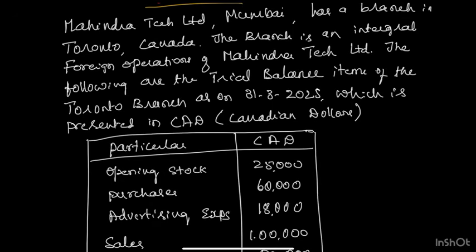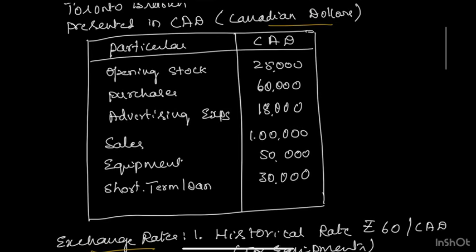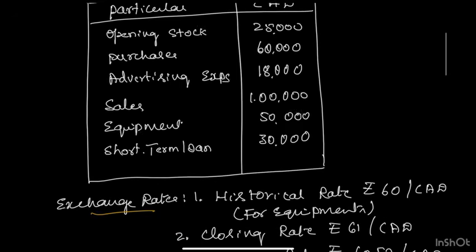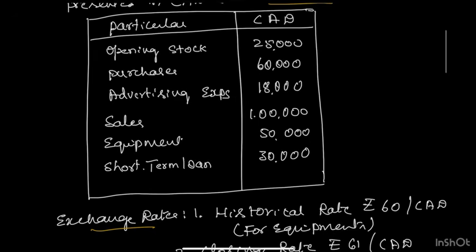Mahindra Tech Limited, Mumbai, has a branch in Toronto, Canada. The branch is an integral foreign operation of Mahindra Tech Limited. Following is the trial balance of the Toronto branch as on 31st March 2025, which is presented in Canadian dollars. Take simple information to understand the problem related to exchange rate.